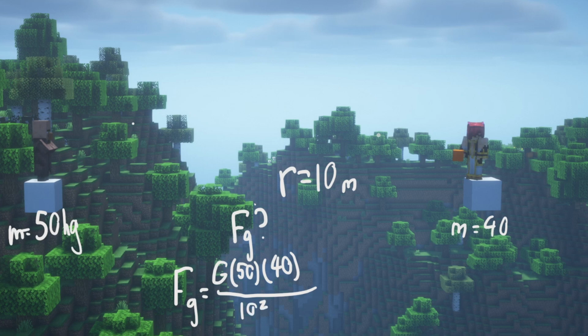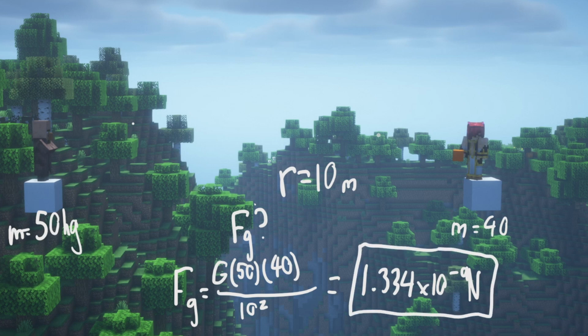And that basically equals 1.334 times 10 to the negative 9. And we can see why gravity is a weak force, because this is a very, very small force that, of course, me being here and the villager being here, we won't be able to feel at all. I won't be able to feel the gravitational pull of the villager. So that's basically the reason why gravity is a weak force. It's just so tiny, and you have to get so big for any force to be non-negligible.